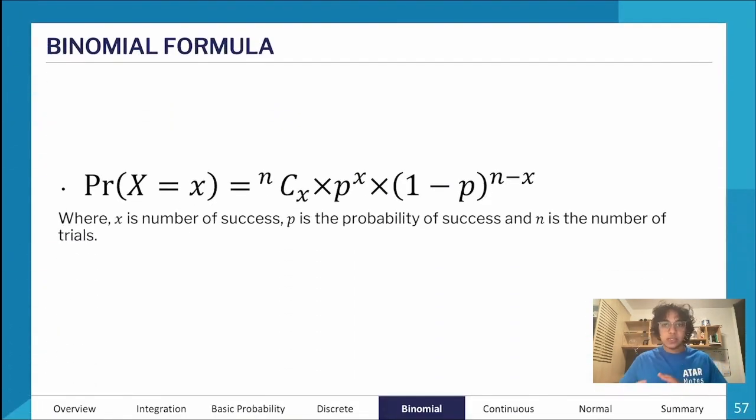And so we can put this all together with probability to form the binomial formula, right? Where x tells you the number of successes you have, p is the probability of success, and n is the number of trials, okay? So this reads basically as, the number of ways of getting x successes given n trials, times the probability of success, times the probability of no success. This here is n minus x, which is the number of failures.